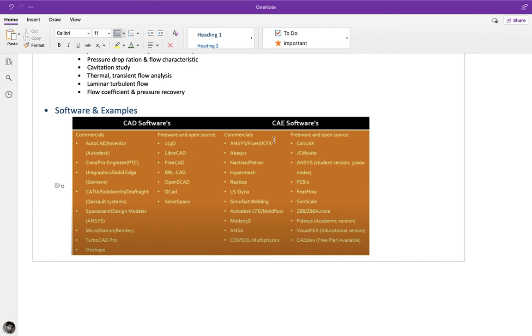And for CAE to analyze the given problem, the famous commercial software are ANSYS, which has Fluent and CFX, Abaqus, Nastran, HyperMesh, LS-DYNA, Autodesk CFD, and ANSA. There are freewares, some of which are the ANSYS student version, and SimScale is also giving a good option. Visual FEA, so these are a few.